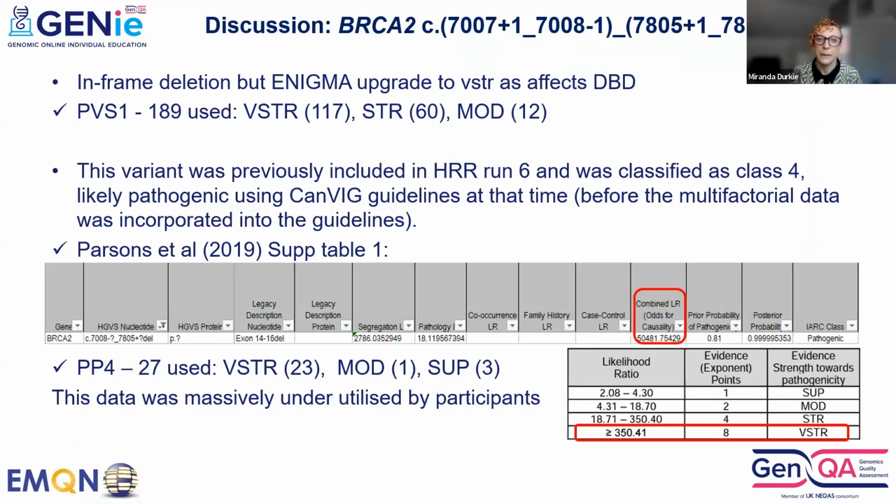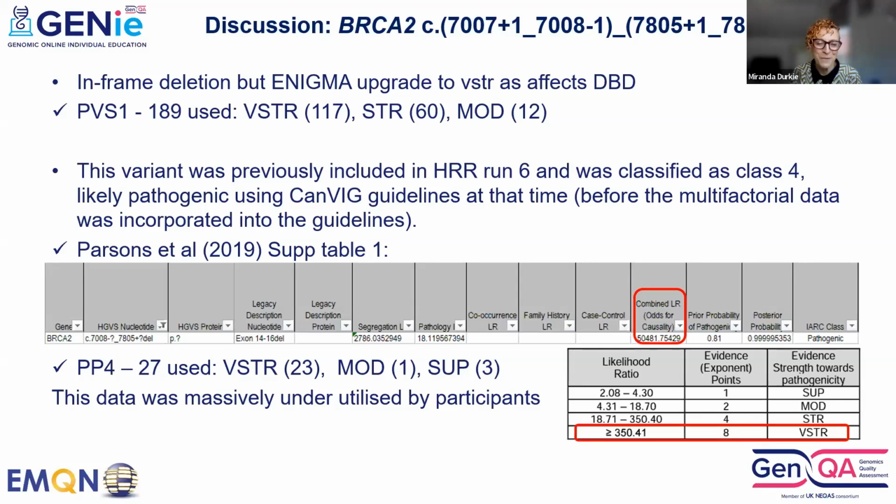So looking at the PVS1, first of all, as I said, ENIGMA upgrade that to very strong, but CanVIG would use that as strong. So 189 participants used PVS1, 117 at very strong, 60 at strong, and 12 at moderate, I presume, because it is in frame.